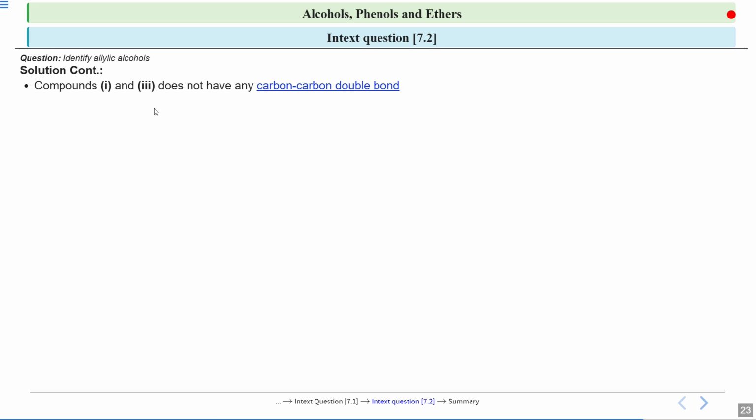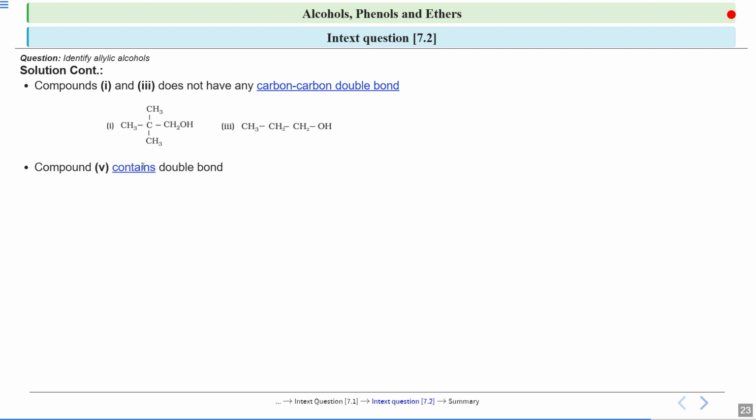Compounds first and third do not have any carbon-carbon double bond, but for allylic alcohols it is necessary to have a carbon-carbon double bond in the structure, right? But compounds first and third do not have any carbon-carbon double bond. You can see the first is a primary alcohol, and the third is again a primary alcohol and doesn't contain any double bond.